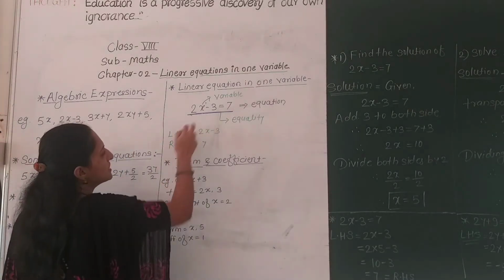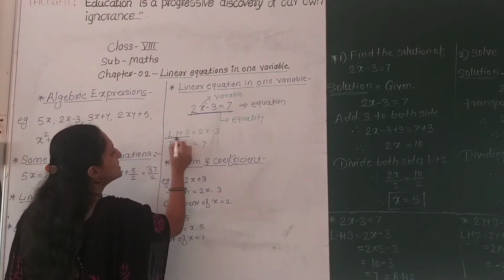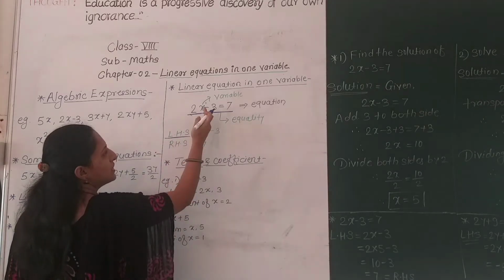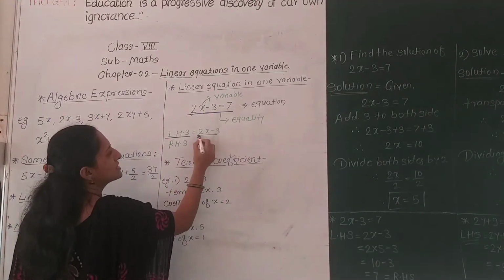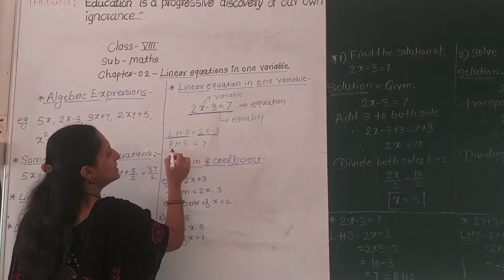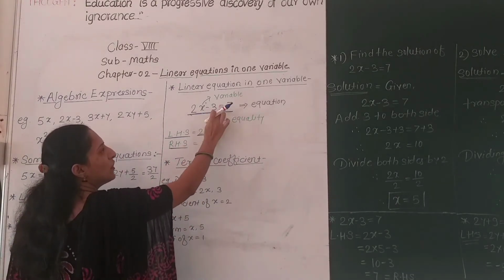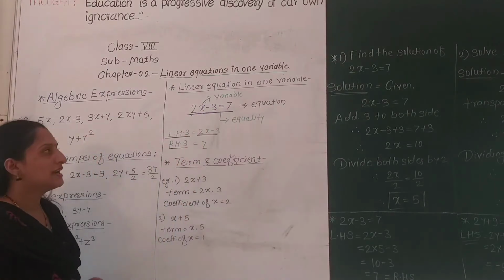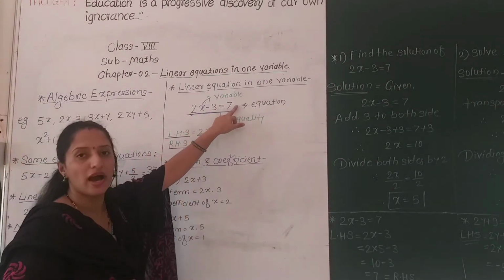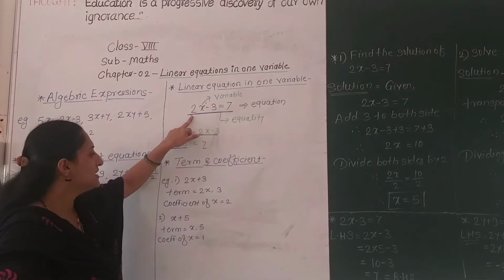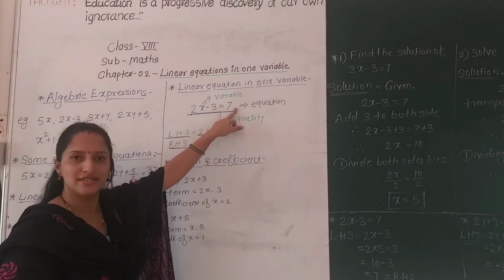So for this equation, LHS means left hand side. So left hand side is here 2x minus 3 and 7 is the right hand side. Okay, and there is an equality sign. Now what does this equality sign say? LHS is equal to RHS.